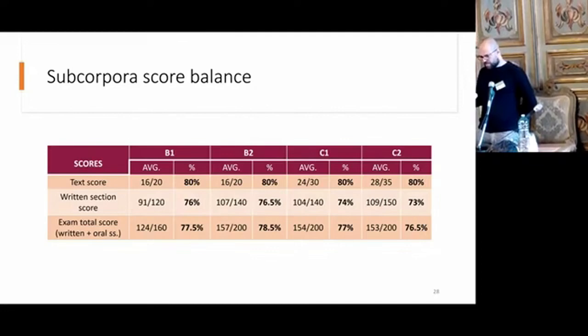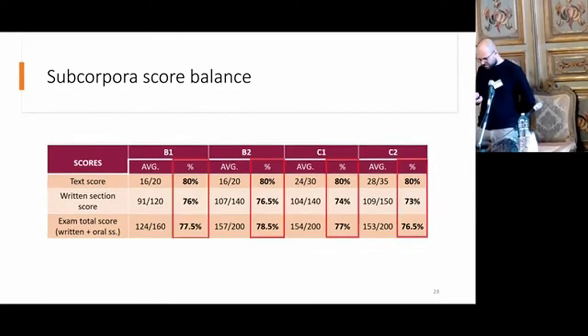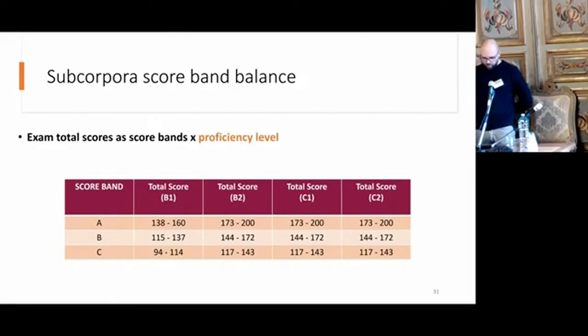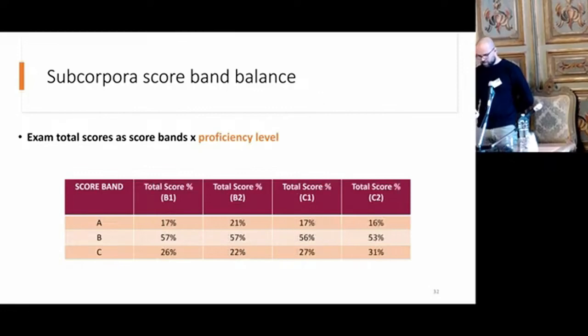Also, within this exam total score, we tried to have balance for the score bands. So when a candidate actually attains a certificate and a certain score, he's also placed in a certain score band, from C, the lowest one, up to A. So they actually attain the certificate, but there are different levels within this level. According to the total score, he will be placed into the score band C, B, or A. And here we tried to attain a certain balance also in terms of score bands.